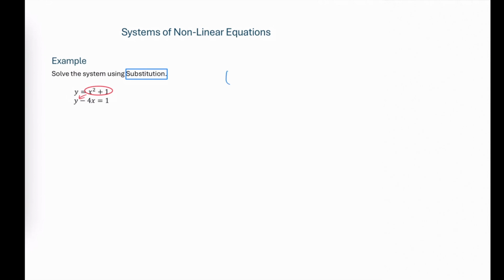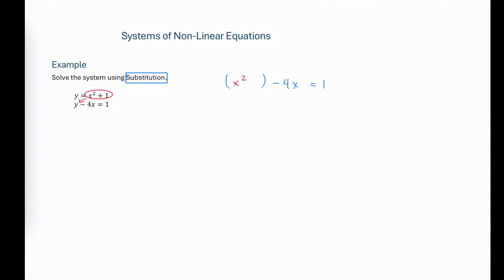So the second equation is y minus 4x is equal to 1, and we plug x squared plus 1 into the y variable of that second equation. This enables us to merge the two criteria into a single equation that now only has one variable, so we can solve for x. Notice the equation we now have is quadratic, and anytime we find ourselves with a quadratic equation, we start by setting it equal to 0.